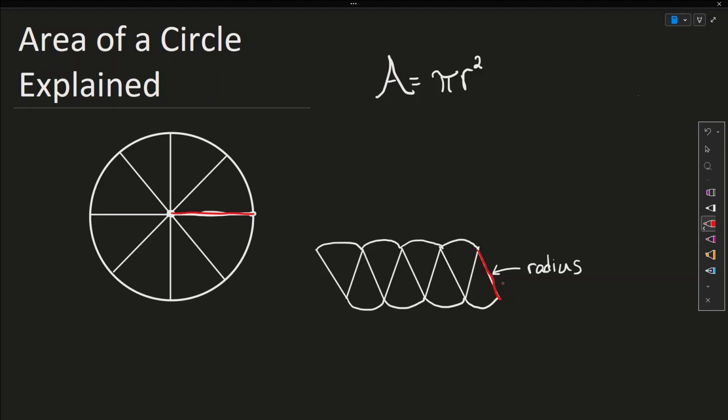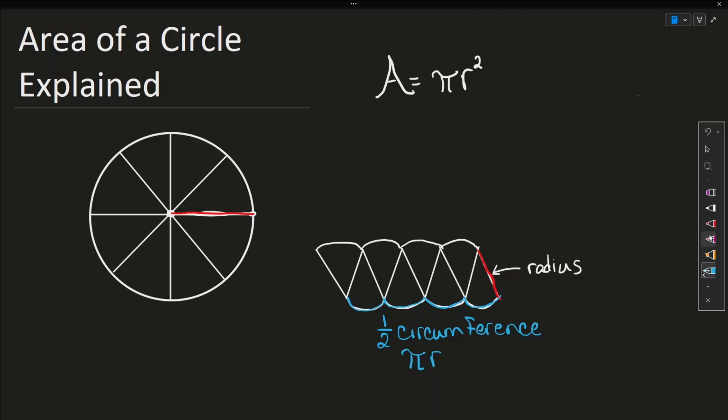Now, what about the base? When we alternate the slices, half of the circle's curved edge is along the base. But only half. The other half is on the top. That means the total length along one side is about half the circumference. So, since our circumference is 2 pi r, half of that is pi r.